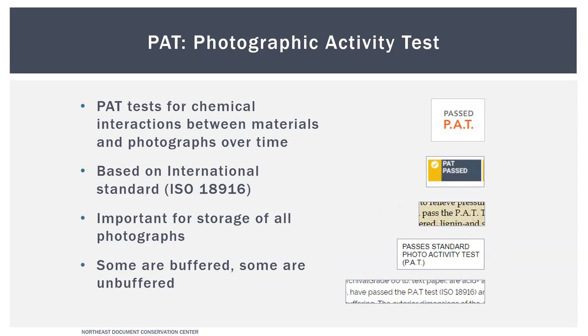Another standard-based piece of information that is sometimes provided is whether the material has passed the photographic activity test. The photographic activity test, or PAT, is a worldwide standard, ISO standard 18916, for archival quality in photographic enclosures. Developed by IPI, the Image Permanence Institute, this test predicts possible interactions between photographic images and the enclosures in which they are stored.